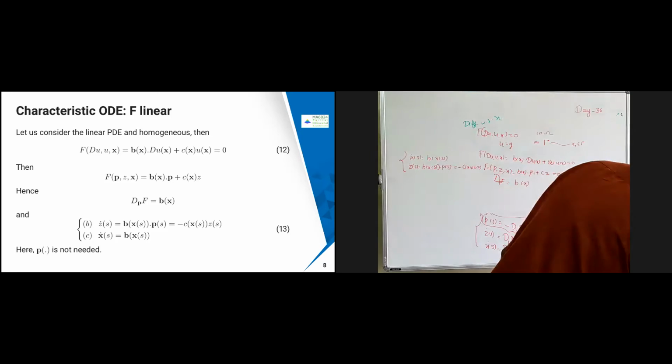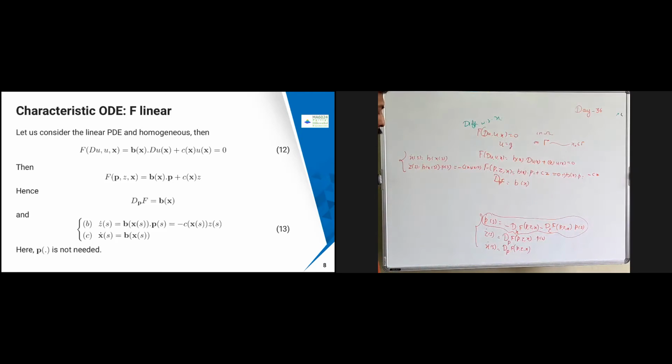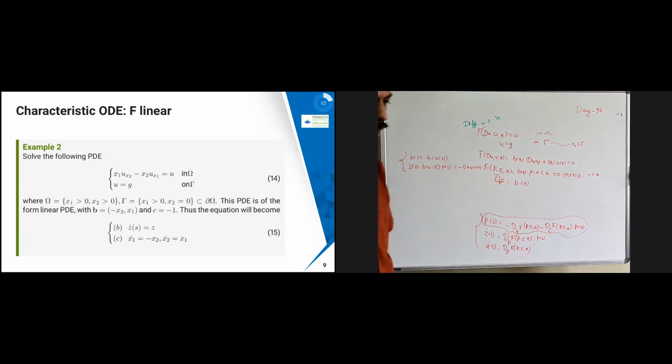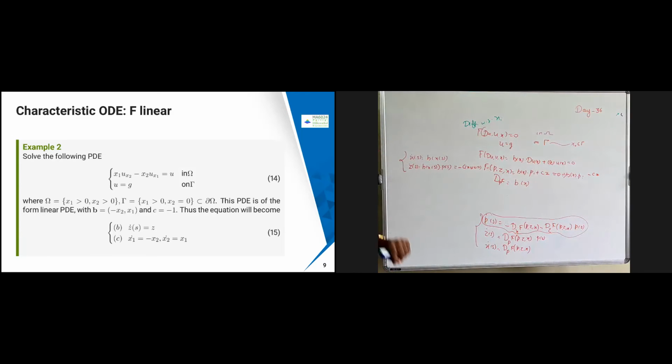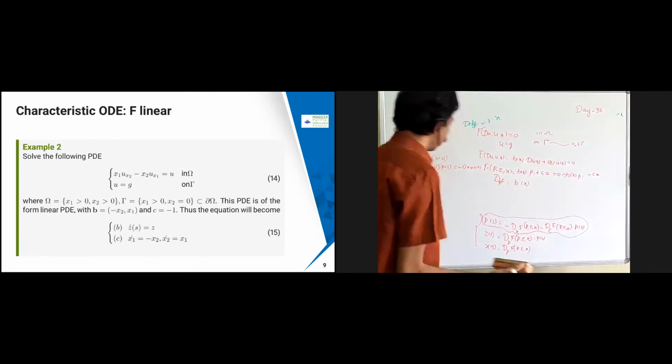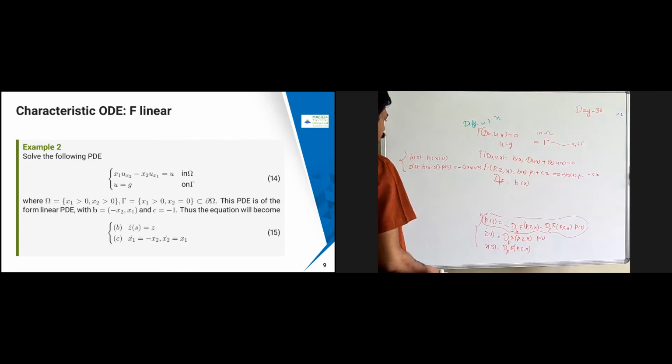P dot is not needed. We'll see in the next few lectures why it is. So we'll see a simple problem. Let us solve. I have a simple problem now: x1 u_x2 minus x2 u_x1 equal to 0. This is my problem, and u equal to 0. This is in omega, and this is on gamma.